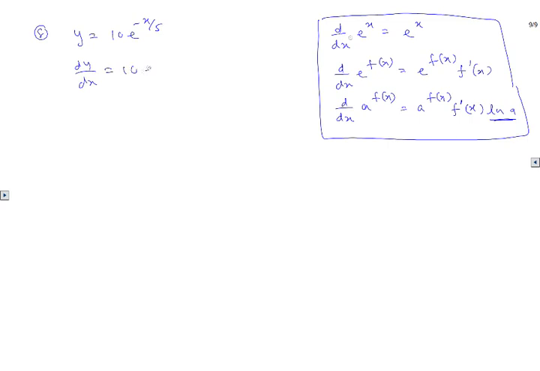You get 10 e, no changes, and then you multiply by the derivative of the top function. The derivative of the top function, minus x to the 5th, is simply negative 1/5. So that means 10 e to the negative x over 5 times negative 1/5. Yeah, negative 1/5. The 5 and 10 get cancelled, so you're going to get negative 2 e to the negative x over 5.